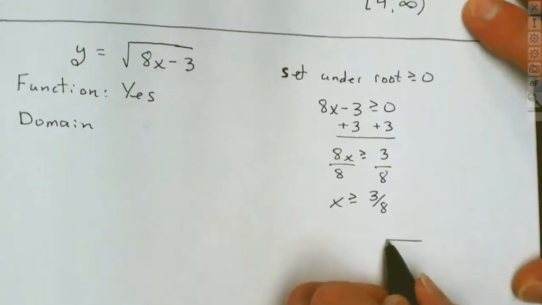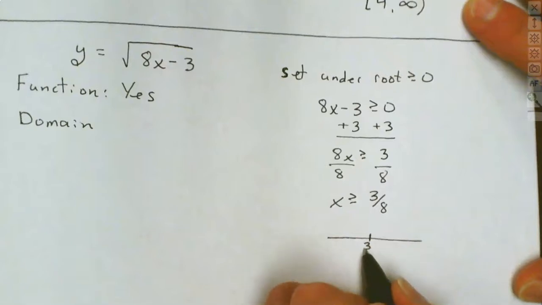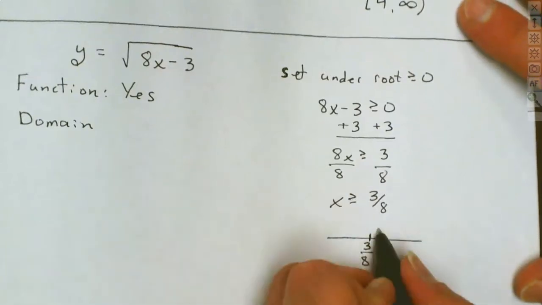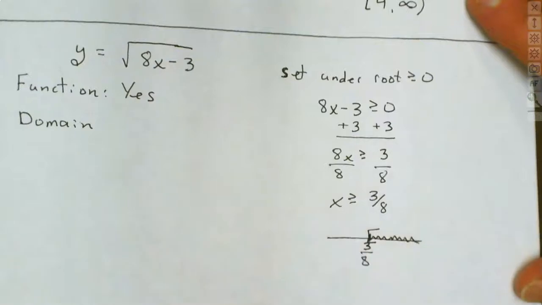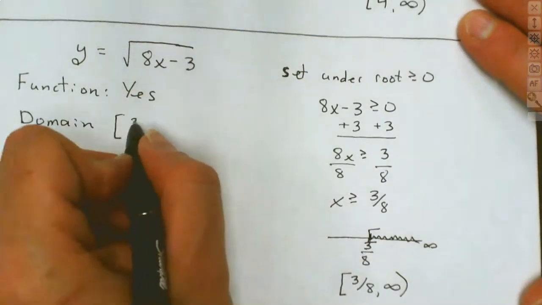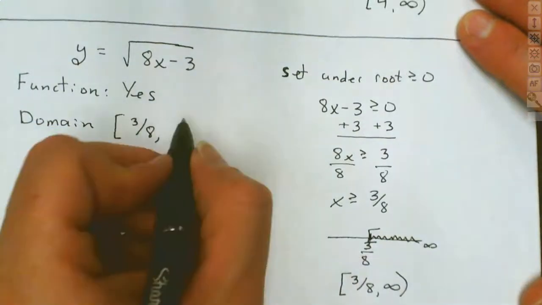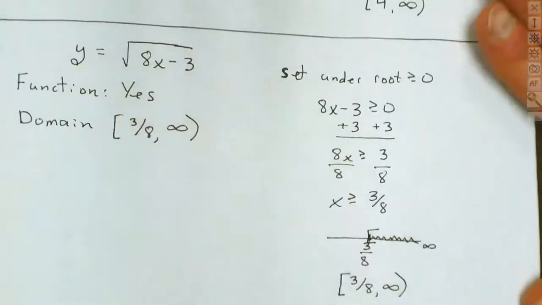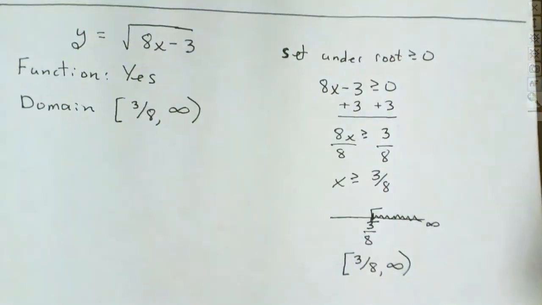And then on a number line, here's my 3/8. It's greater than or equal to, so it's going to be opening to the right towards positive infinity. So that would then be 3/8 to infinity with parentheses. Now the 3/8 has a square bracket, because it's greater than or equal to, and that infinity is going to have a parenthesis. So that's it. So it's a function. And all you have to do is set what's under that root, if you have a root, greater than or equal to 0.